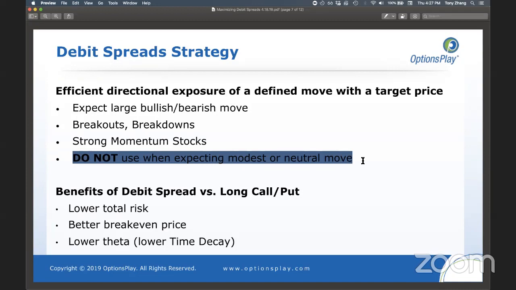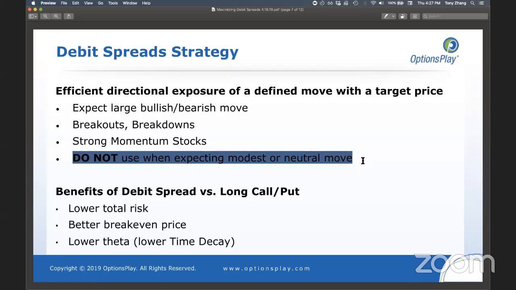So when you're setting up your trades, I'll give you some charts in a few minutes to illustrate this, but whenever you're setting up your charts or your trades and you're thinking about how big of a move am I expecting, that is really one of the decisions to decide whether a debit spread is suitable for you or not.